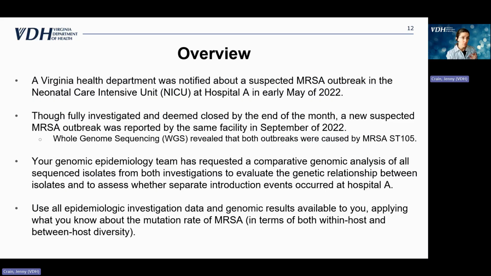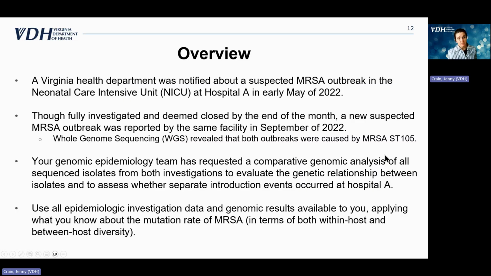All right, so just for the overview, our Virginia Department of Health was notified about a suspected MRSA outbreak in a neonatal intensive care unit at Hospital A in early May of 2022. So as I said, even though they fully investigated and deemed this outbreak to be closed by the end of the month, a new suspected MRSA outbreak was reported by the same facility in September of 2022. WGS revealed that both of these outbreaks were caused by MRSA of the same sequence type, 105.